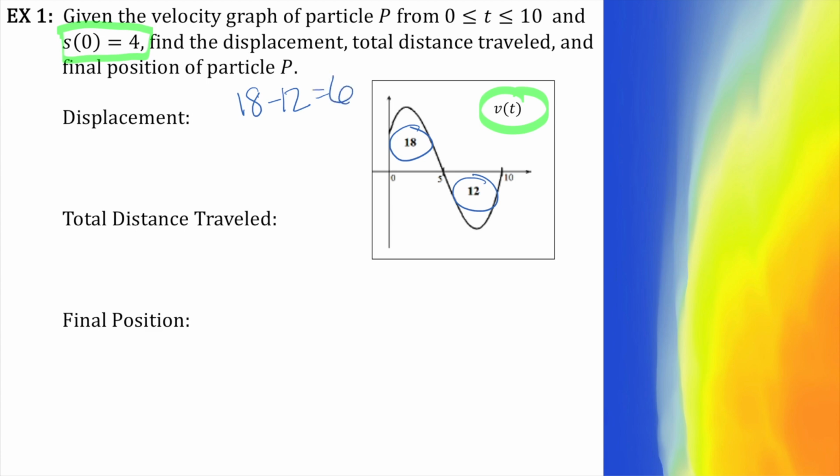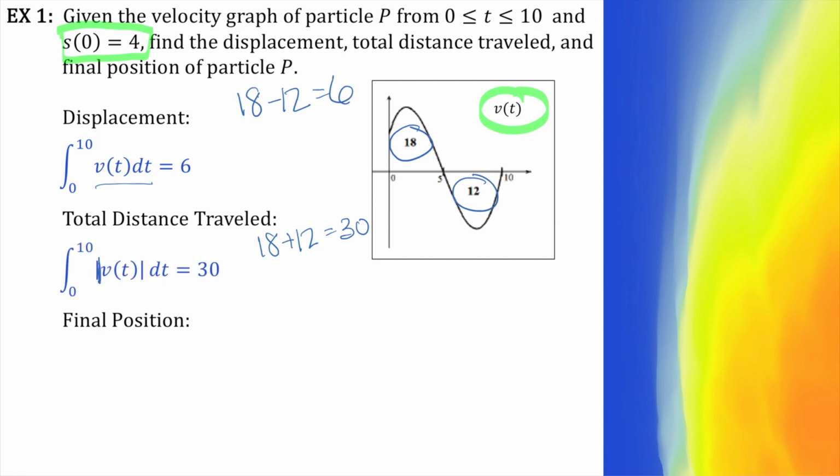But to write that in calculus terms, we've got the definite integral from 0 to 10 of our velocity is 6. Now the total distance traveled, everything counts as positive. So this would be 18 plus 12, which equals 30. And to write that in calculus terms, we need to put the absolute value there on our velocity. And for the final position, we just take where we started, which is our initial condition here. We started at 4, and we're going to add the displacement to that. So 4 plus 6 equals 10.